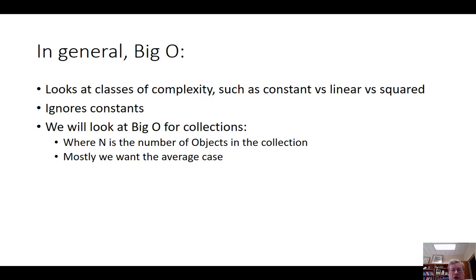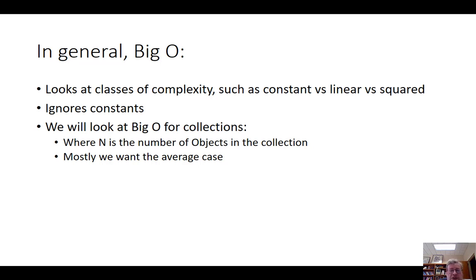So in general, Big O looks at classes, that's groups of complexity such as constant versus linear versus squared. A rule on Big O, and I'll show you an example, is that once we figure it out, we ignore the constants, and those can make a difference. We'll talk about that in a minute. It really is a big picture kind of a thing.